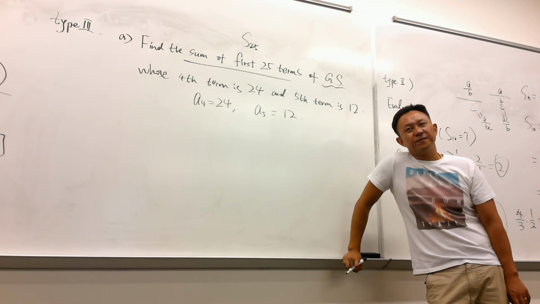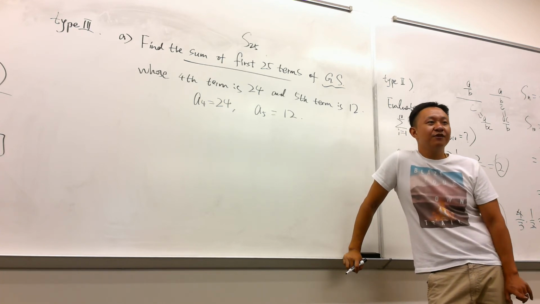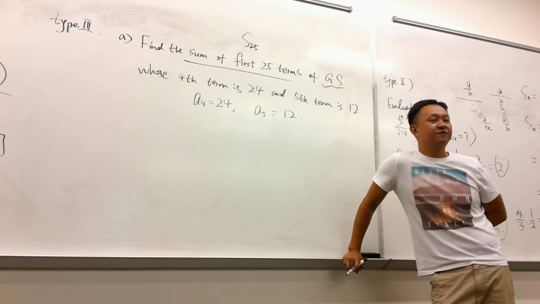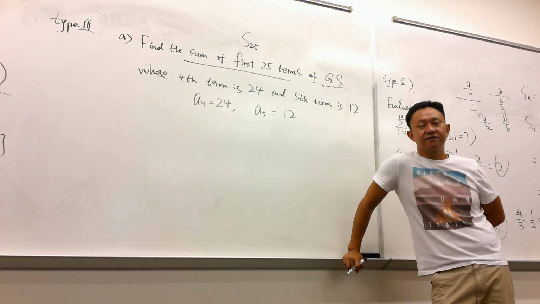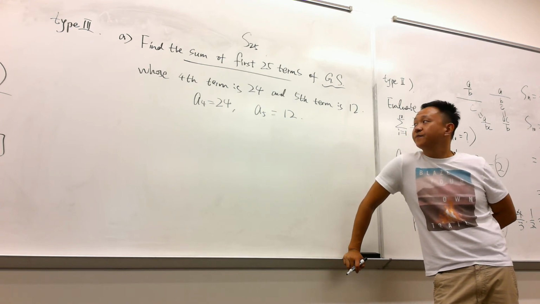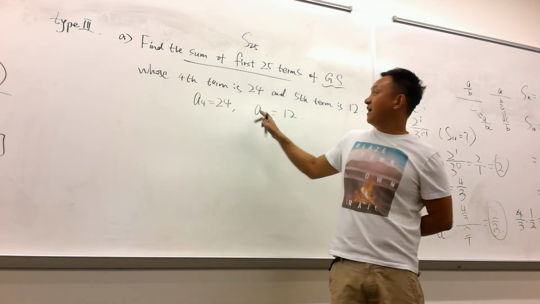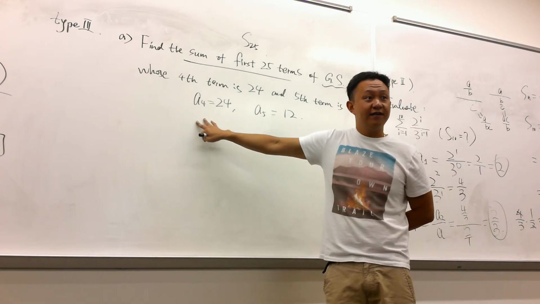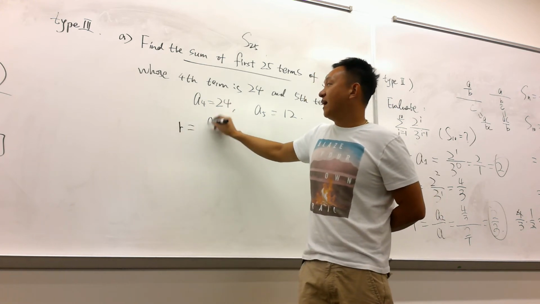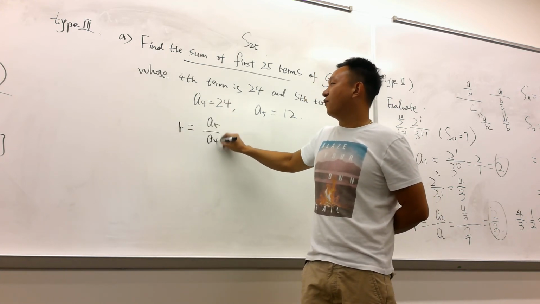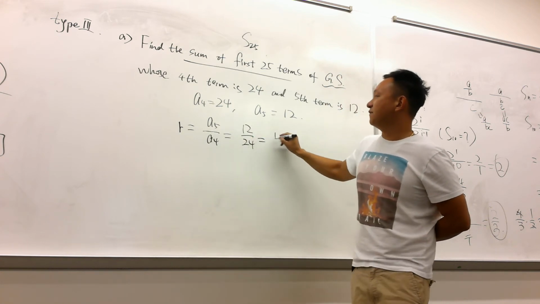So what are you gonna do? Guys, it's universally true. Whenever you do a geometric sequence, you still need the first term A and the common ratio R. You always need those things. So first, you can find out R, very easy, right? A5 over A4 is going to give you R, am I right? So R equals A5 over A4, which gives you 12 over 24, which gives you 1/2, okay?